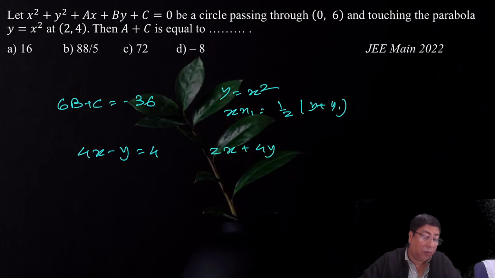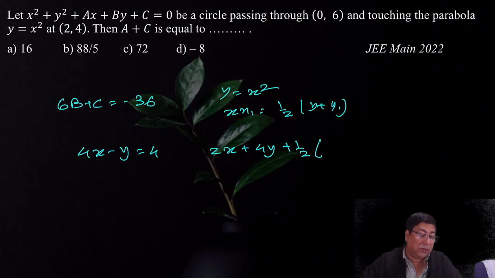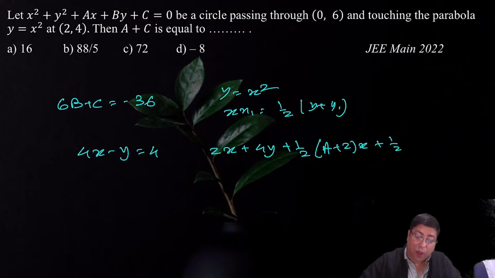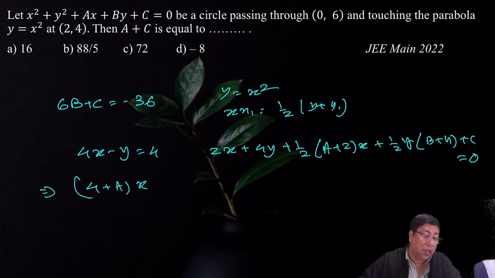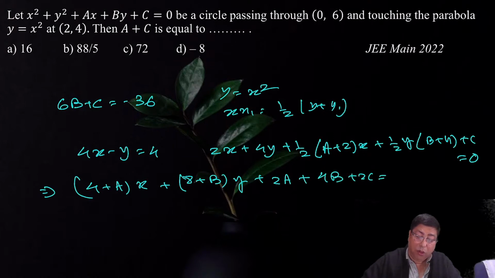2x plus 4y plus half into a, because for x square plus y square the tangent equation is x into x1 plus y into y1, plus half a into x plus 2, plus half b into y plus 4, plus c equal to 0. Therefore, if we make it short, we are getting 4 plus a into x plus 8 plus b into y plus 2a plus 4b plus 2c equal to 0.